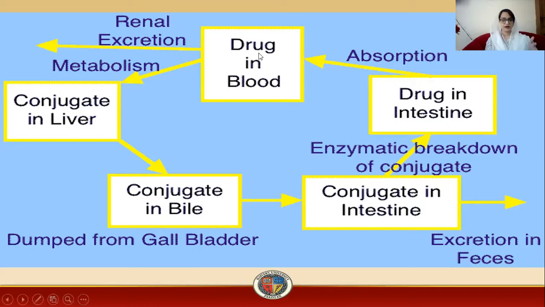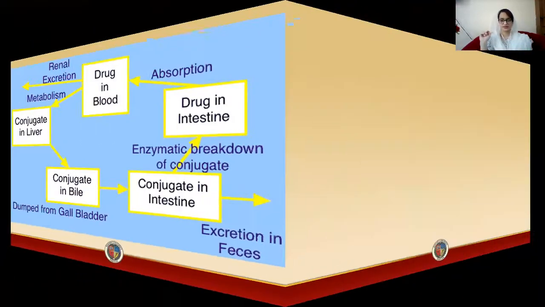Some of the drug that is in the blood gets eliminated through renal excretion, and some of the drug, in the metabolite form, gets excreted from the bile into the gut, and from the gut it is ultimately excreted through the feces, or fecal material.